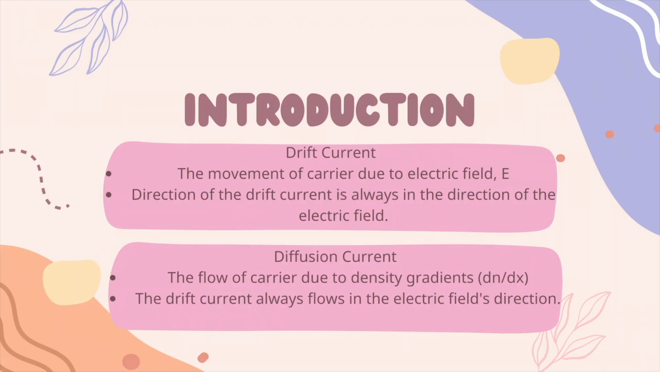Introduction. Drift current: the movement of carriers due to electric field E. The direction of the drift current is always in the direction of the electric field. Diffusion current: the flow of carriers due to density gradients dN/dx. The drift current always flows in the electric field's direction.